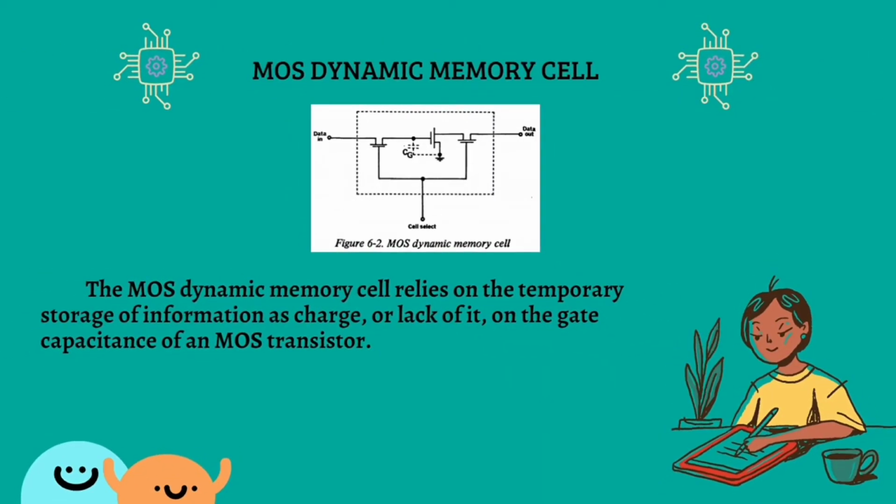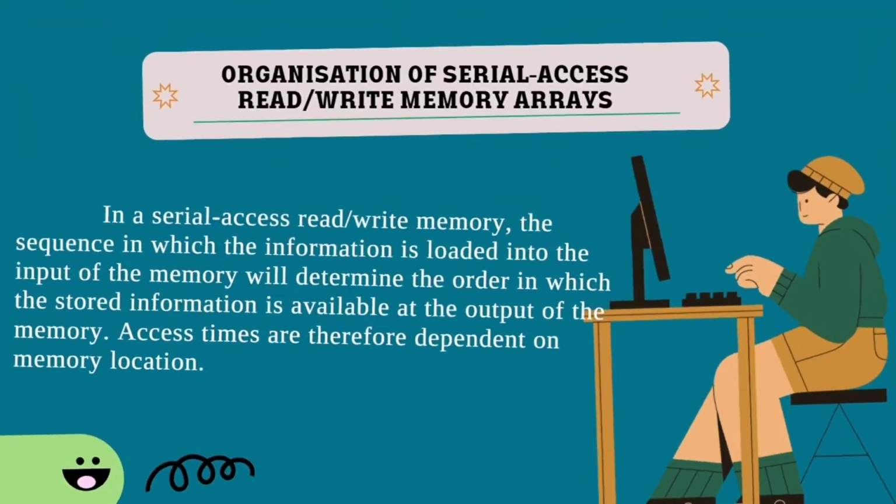MOS dynamic memory cell. In this figure, the MOS dynamic memory cell relies on the temporary storage of information as charge or lack of it on the gate capacitance of an MOS transistor.